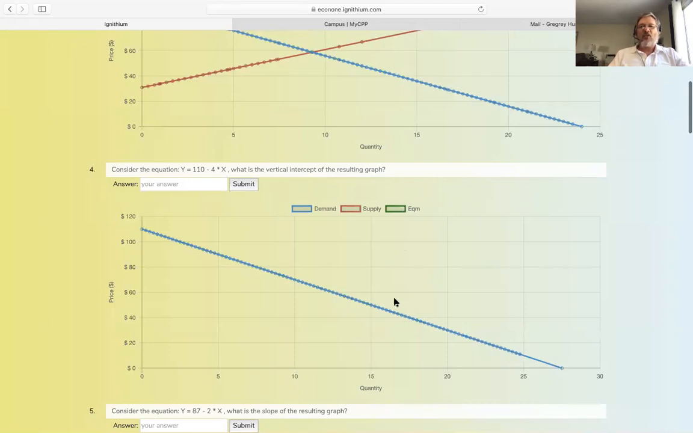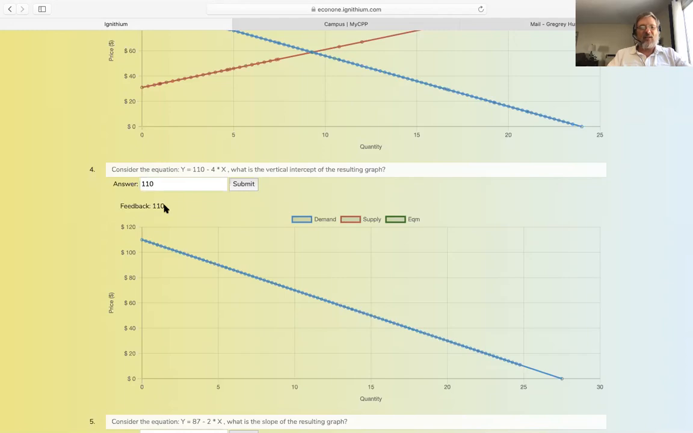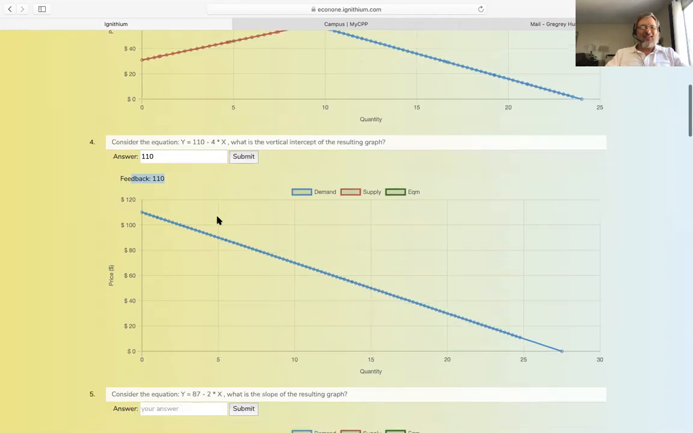So Dawn, if I look at this, where should I go? I'm on the blue line because there's only one. You go when x equals 0 because it's the vertical intercept. So x equals 0, and then it gives me 110, and then I put in 110 and submit, and I get the feedback 110. So, Dawn, good job. Thank you. You're welcome.